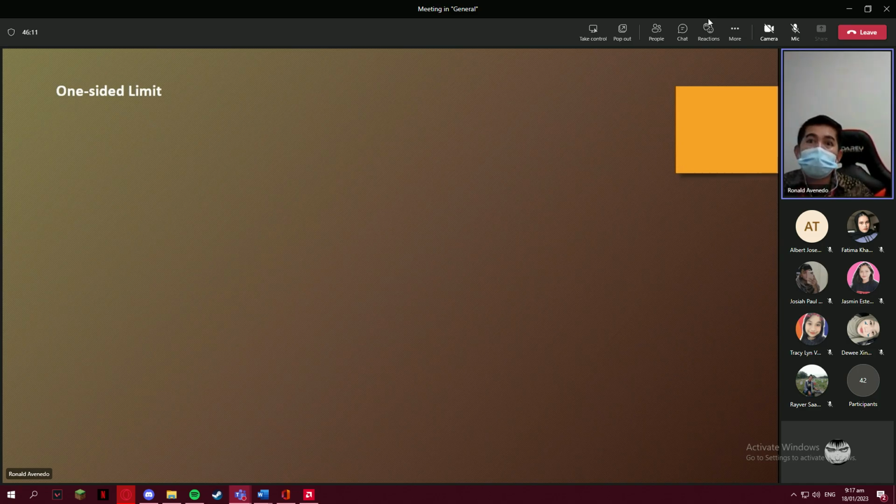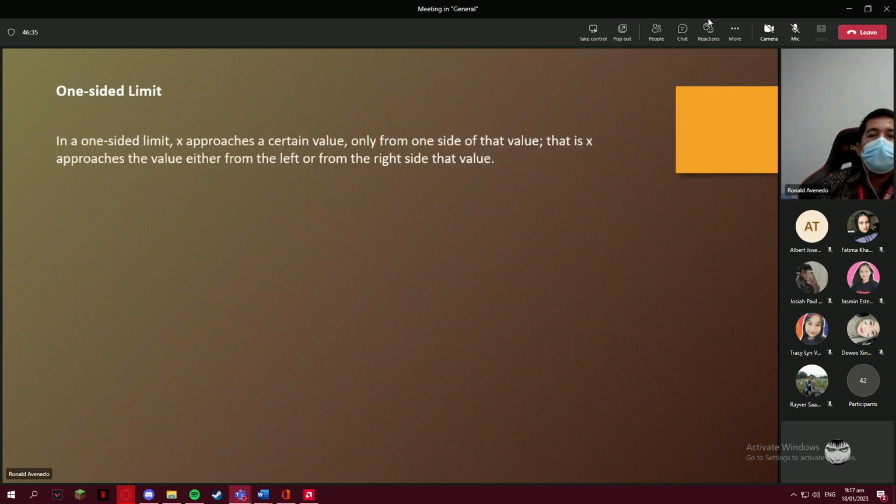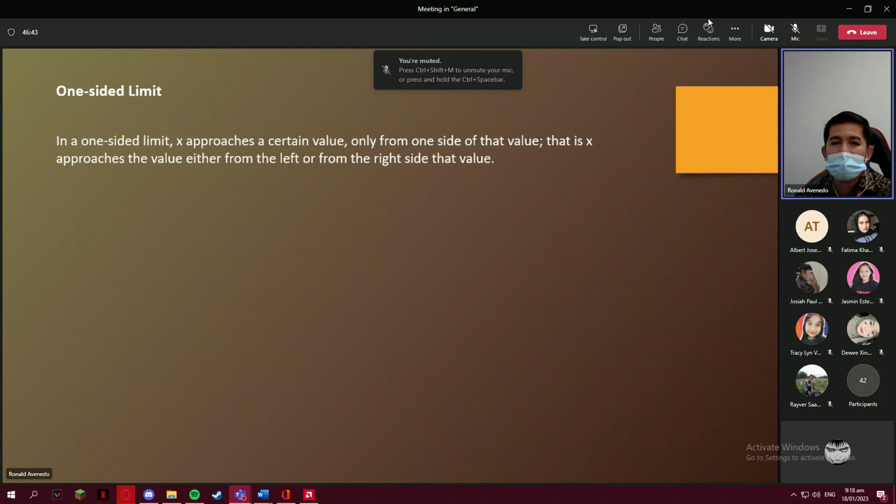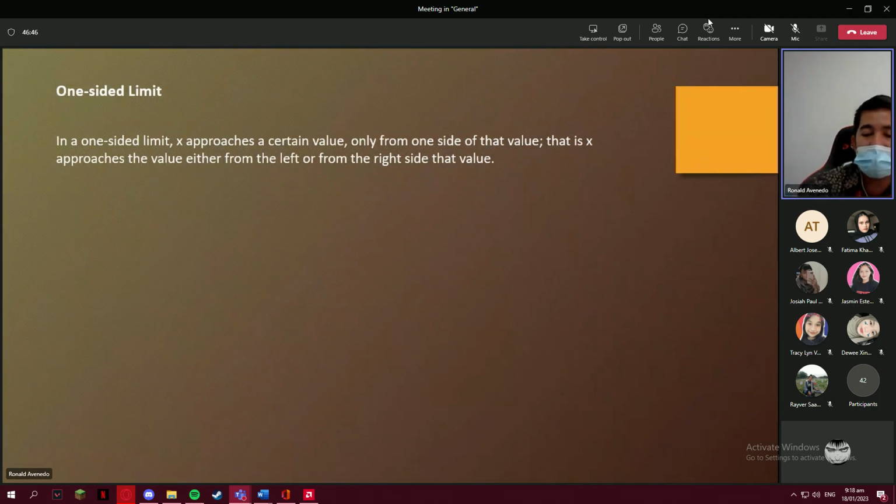Kailan siya nagkakaroon ng one-sided limit? Remember, meron tayong left side and right side of the given value of x, di ba? Limit from right of x and limit from left of x. So when we say one-sided limit, the limit exists only on one side. It could be the left side or right side only. In one-sided limit, x approaches a certain value only from one side of that value. That is, x approaches the value either from the left or from the right side of that value. So, isang limit lang ang mag-exist. Sa right or sa left.